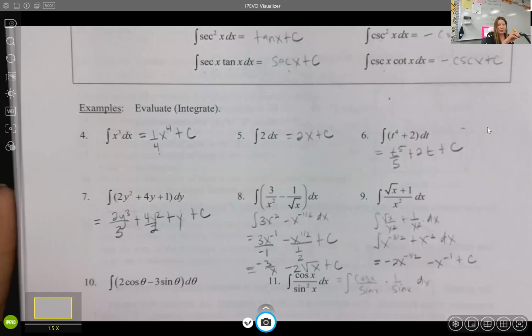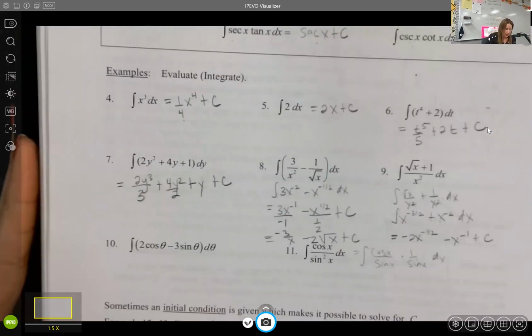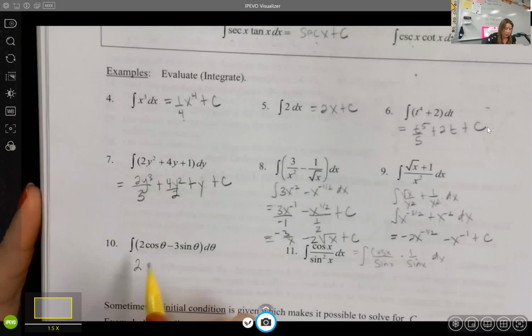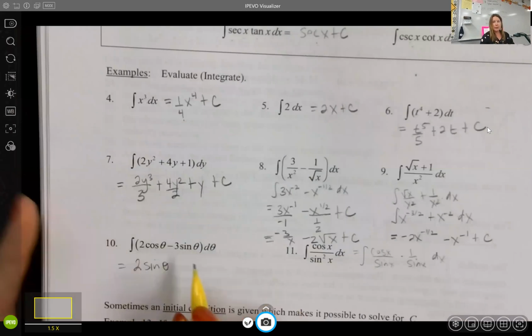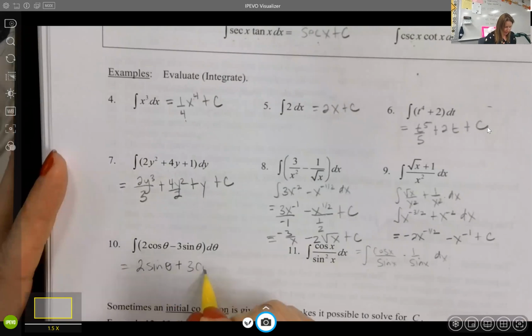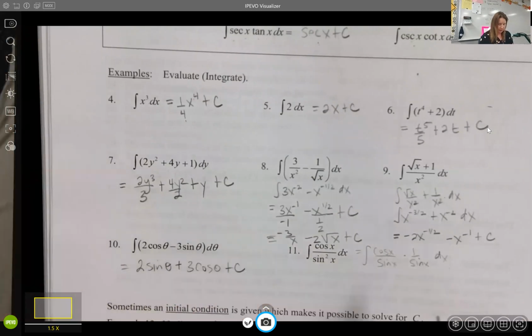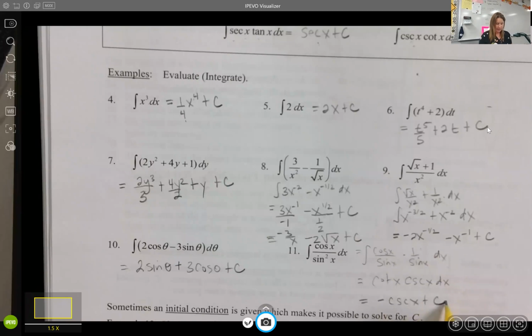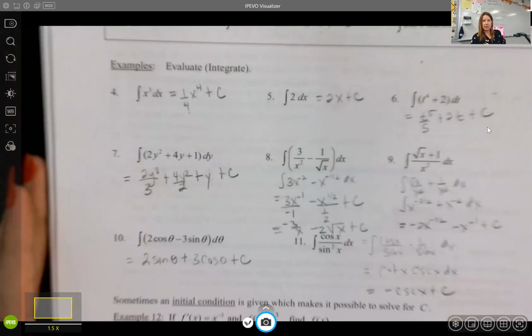Okay, now we're down to some trig ones. All right, so the integral of cosine is going to be the sine, stays positive. And then the integral of sine is going to be negative cosine, so this is going to be plus 3 cosine of theta plus c. Okay, and then over here, I hope you noticed cosine over sine is cotangent. 1 over sine is cosecant. So the integral of cotangent cosecant is just the negative cosecant of x plus c. Notice I got my plus c on all of those.